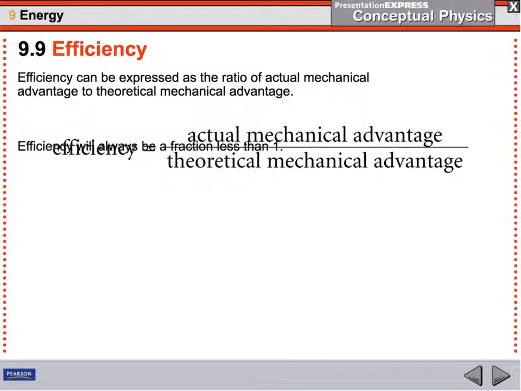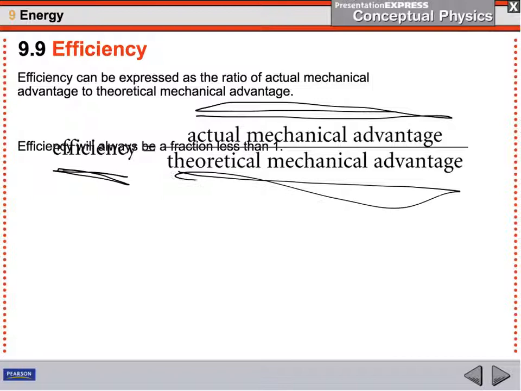Efficiency can also be expressed as a ratio of actual mechanical advantage to theoretical. So another way to look at efficiency is the actual mechanical advantage, what you've got, divided by the theoretical. And this is usually going to be less than 1.